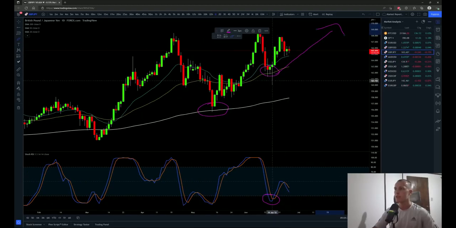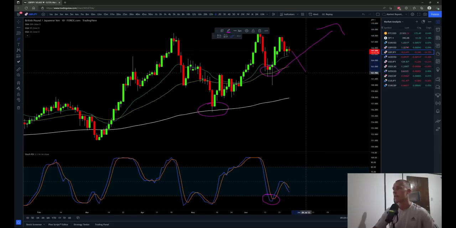Not a time to enter right now. An entry was in this area down here, but right now it is extended a bit to the upside. So you might want to just wait it out, see if this pulls back again. You can get in at a discounted price and then look for continuation to the upside.